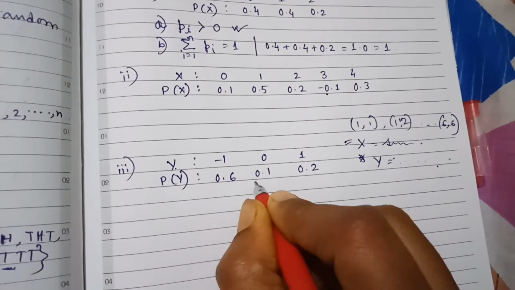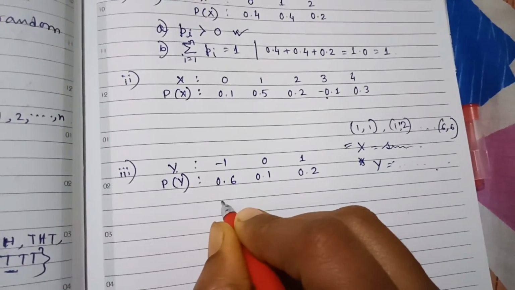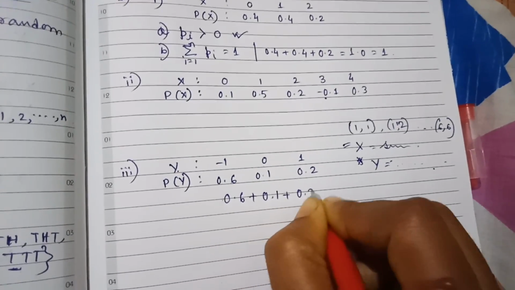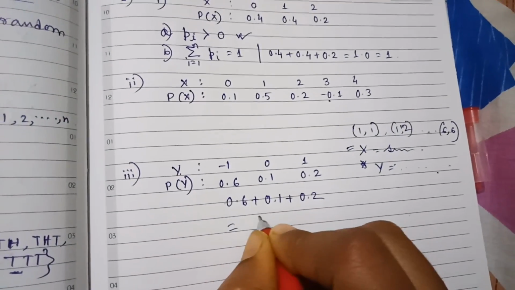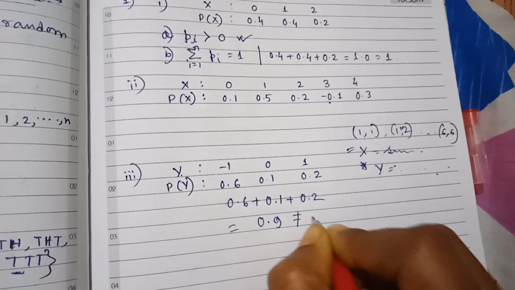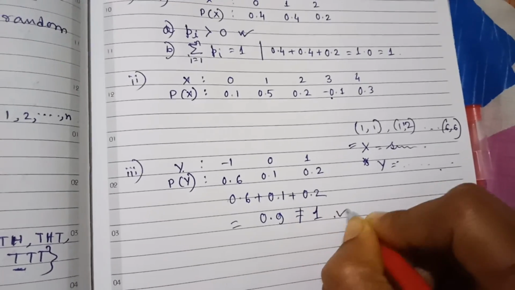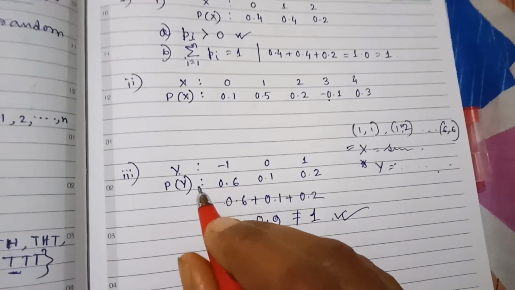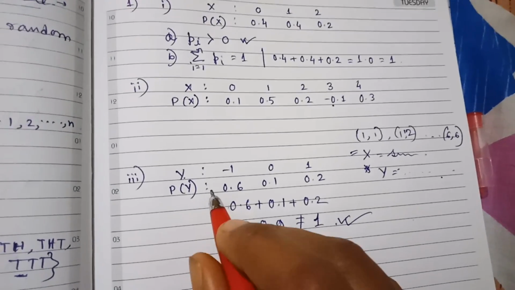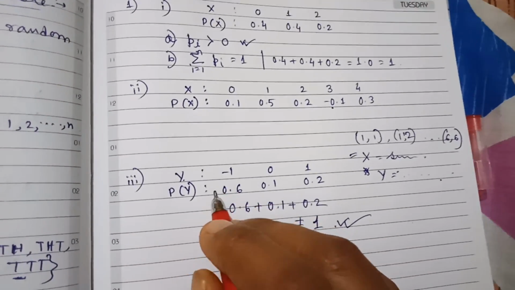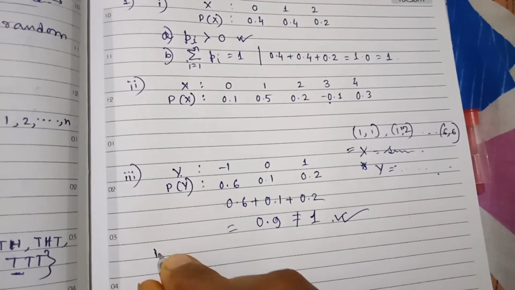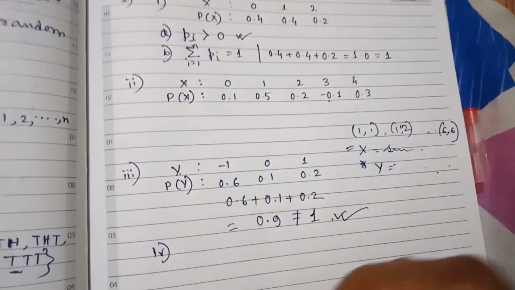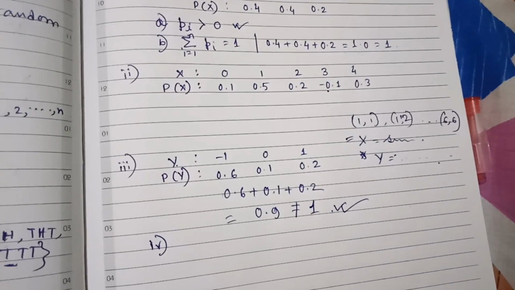So let us check. First one positive, so the first one is valid. Second one: 0.6 plus 0.1 plus 0.2 becomes 0.9, which is not equal to 1. That means the second property is not valid for this given table. That means this particular table is not valid for the given question. In this way number 4 is also there. I think now you can do it on your own, and we will go to the next question.